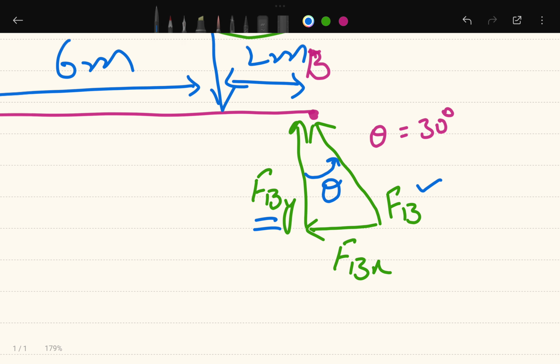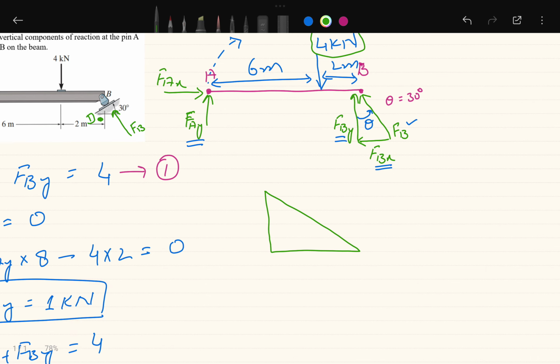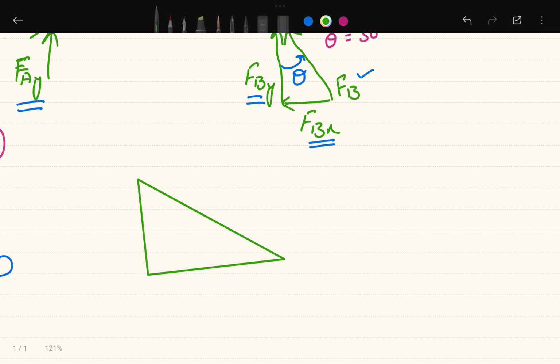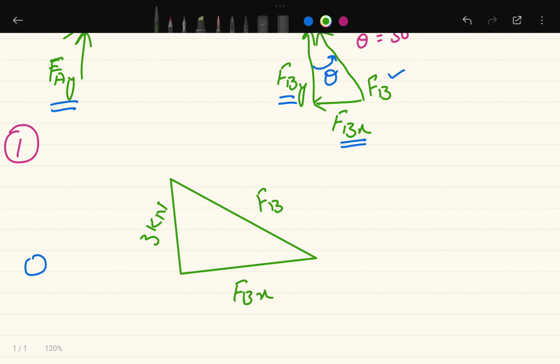Let me redraw this triangle here. Okay, so here is this triangle. I have FBX, then I have FB, and FBY, now we know what it is equal to. It is equal to 3 kilonewton. Okay, so this is actually 3 kilonewton. And this angle we already know, this is 30, although it does not look like 30, but it is actually 30. We calculated that.